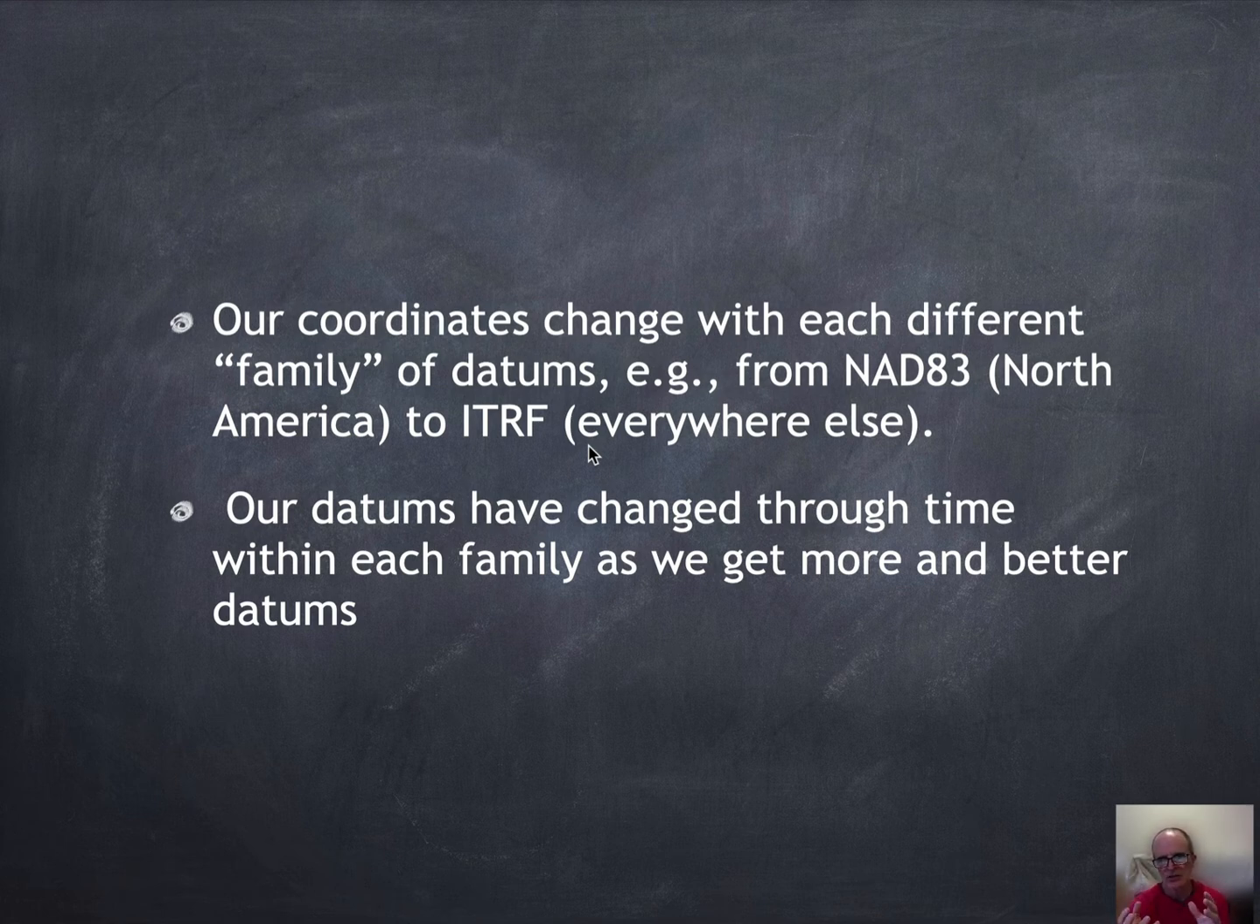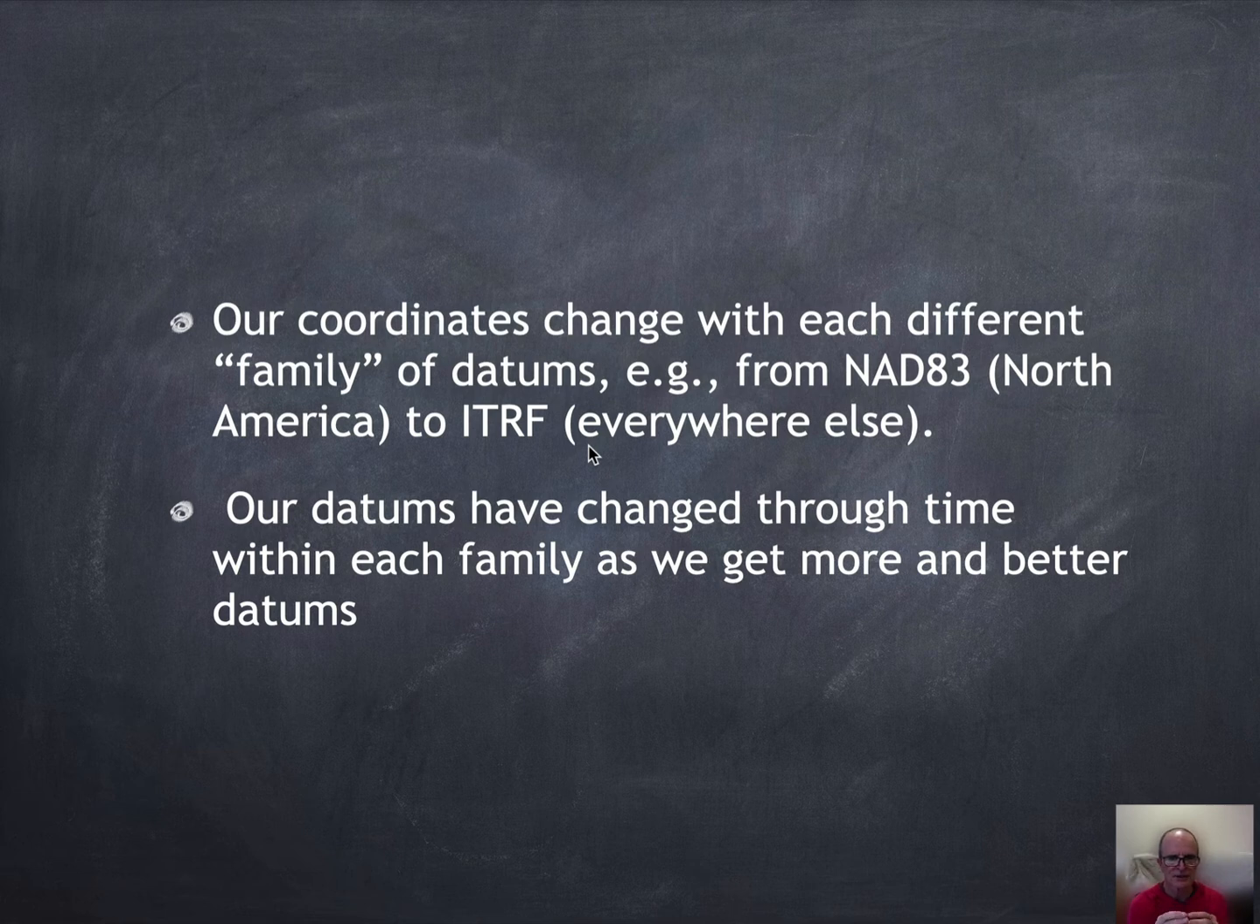And the ITRF is a global datum. It also takes into account continental drift. So as the continents have drifted, the coordinates will change. In NAD83, the coordinates will change, but mostly because we're assuming kind of a static plate. They'll change because our measurements got better.